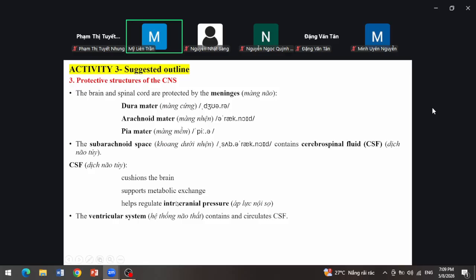The ventricular system contains and circulates CSF.